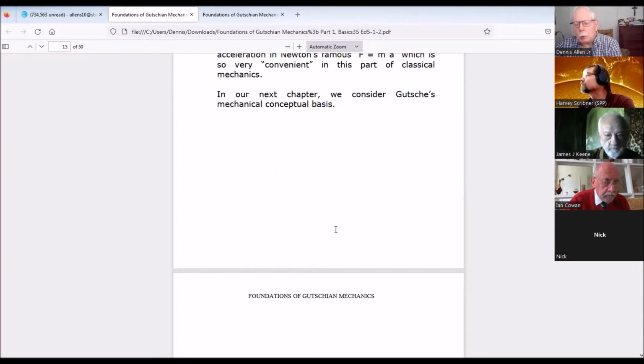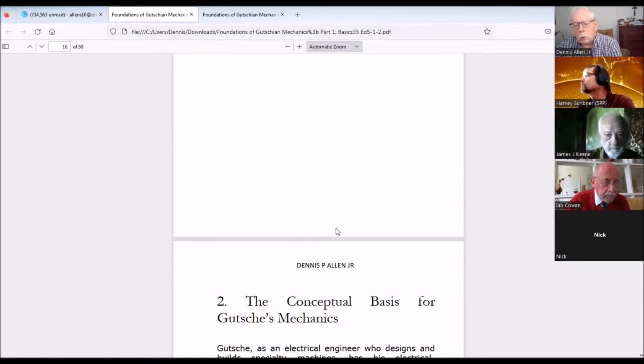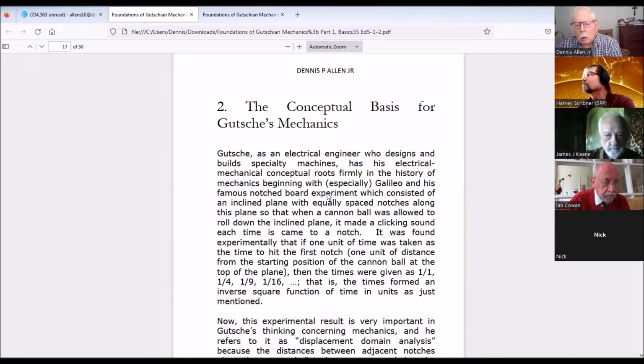Let's go further into this F equals MA business. His thinking is grounded in the following. There's two experiments that are key to his way of thinking. The first is by Galileo, where he had an inclined plane with a notch every so long, like maybe a foot or something, a half a foot or whatever. So he had these notches in the inclined plane.